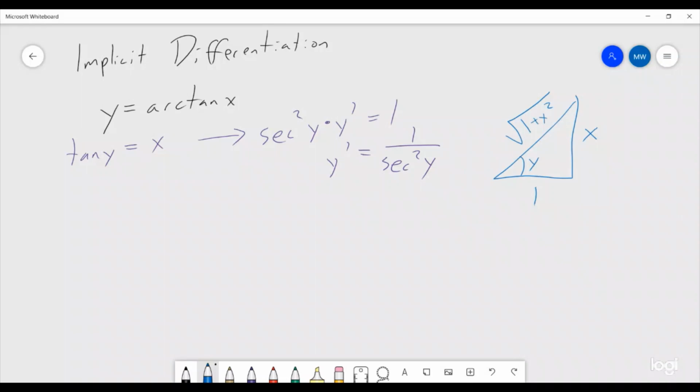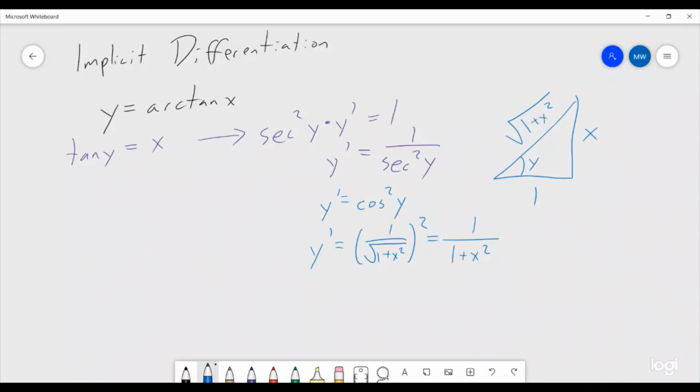So secant, well, y prime equals 1 over secant squared, that means y prime equals just cosine squared. And cosine is adjacent over hypotenuse, so that is going to be 1 over the square root of 1 plus x squared, squared. So that's just 1 over 1 plus x squared. So y prime is 1 over 1 plus x squared.